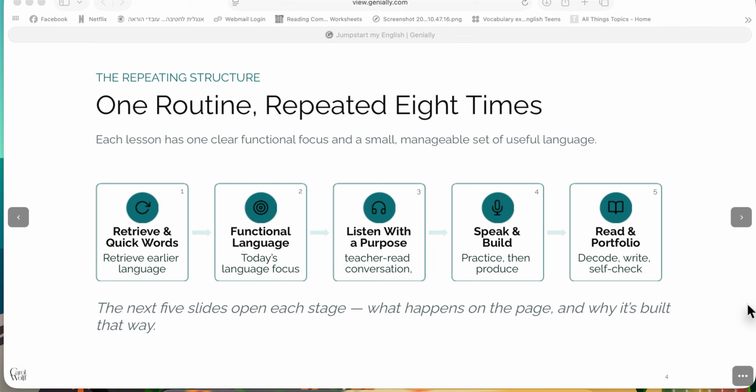Every lesson follows the same general structure. You retrieve earlier language, then you introduce today's functional focus, listening, speak, and build, and finish with a smooth reading and a portfolio sentence. This predictability reduces anxiety. Students do not have to learn a completely new way of working in every lesson. They can put more of their effort into the English.